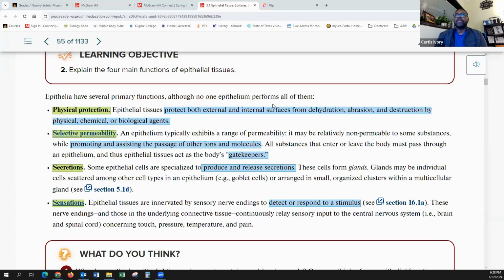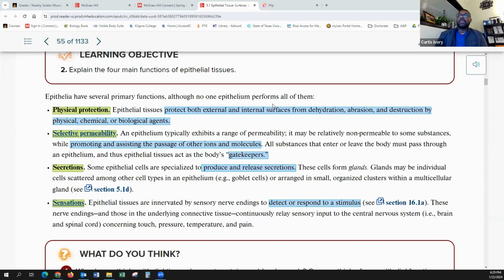So we have protection, permeability, secretions, and sensations. Tissue, especially our skin, provides a layer of protection. It's going to protect us from external and internal dehydration, abrasion, and destruction by physical, chemical, and biological agents. So essentially, it's going to protect us from our moisture or the water leaving our bodies. It's also going to protect us from being scratched or if we rub up against something that's very harsh to our skin.